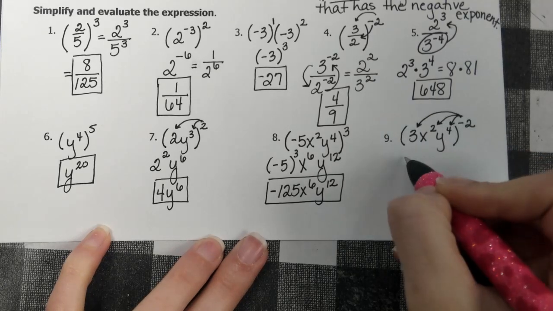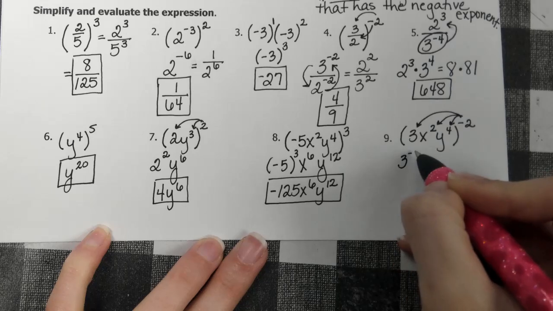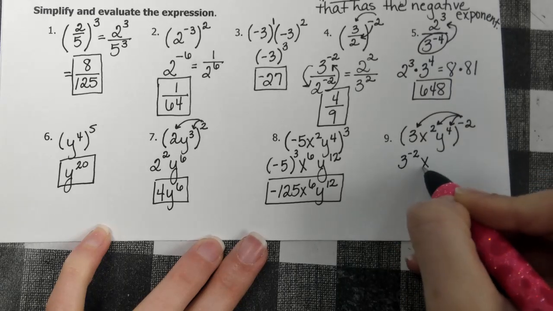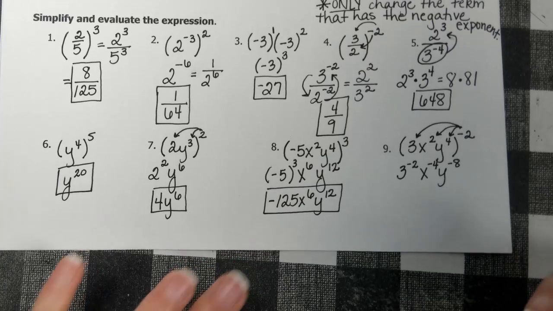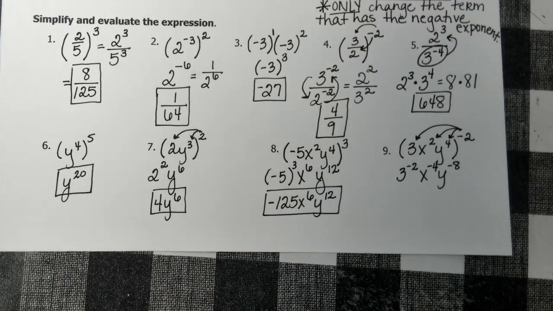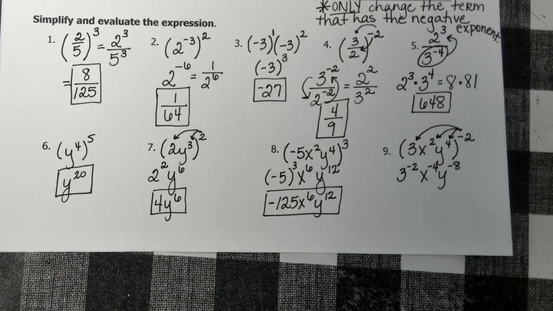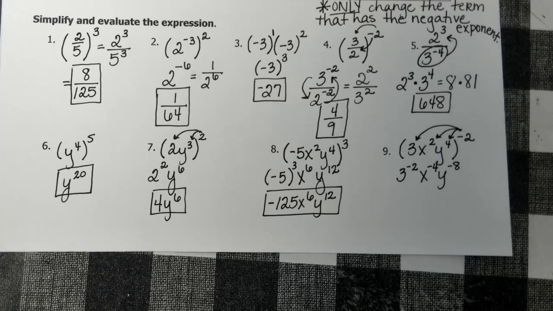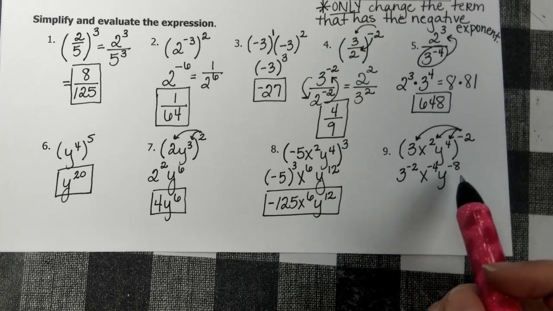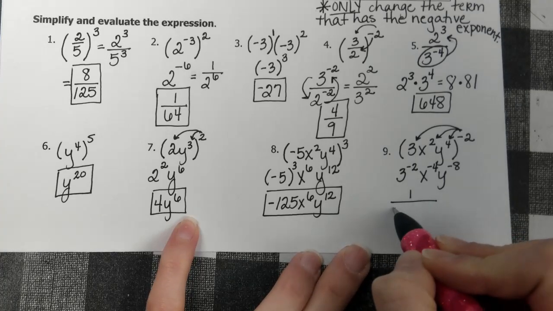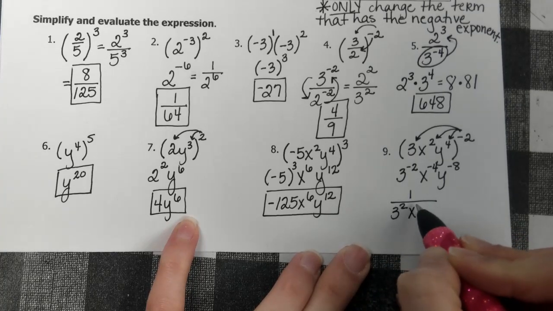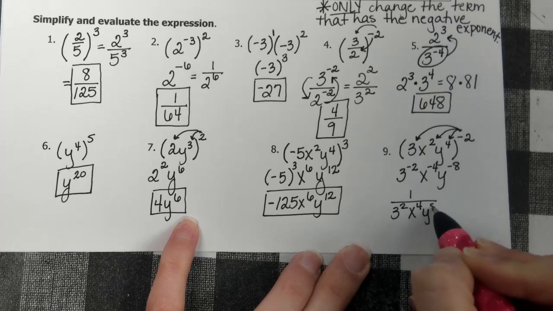So that tells me I have 3 to the negative 2, x to the negative 4, and y to the negative 8. Now, every single one of those exponents have a negative. So they're all going to go down to a denominator. Is anything going to be in the numerator? Any of these terms? No. So it's going to be 1 over your 3 squared x to the 4th and y to the 8th.